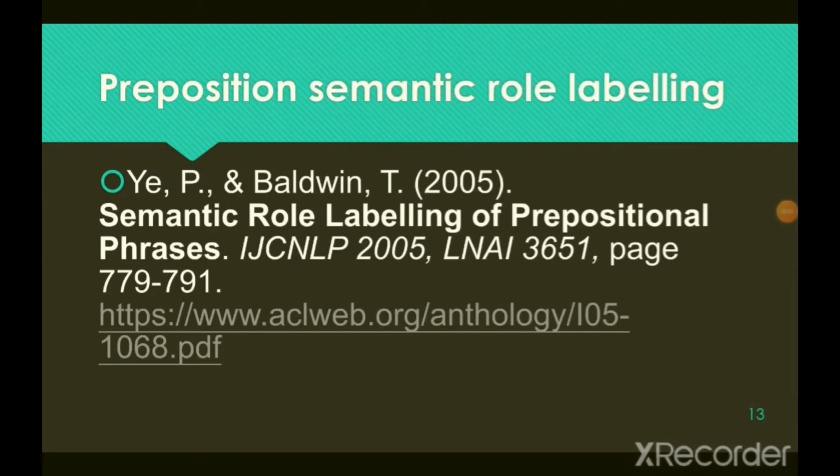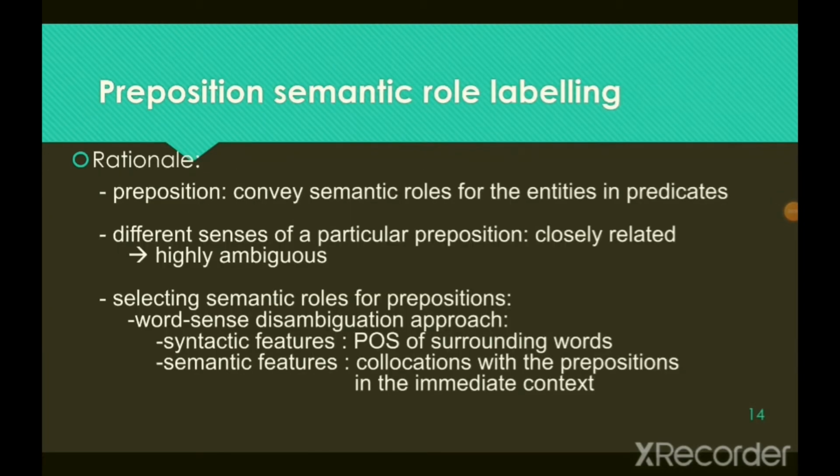Let's look at the other method, prepositional semantic role labeling. The rationale behind this method is that the different senses of a particular preposition are so closely related that the preposition is highly ambiguous. So to select the semantic role for a preposition, we can take the word sense disambiguation approach, which is to make use of the syntactic and semantic features in the same context as the preposition.